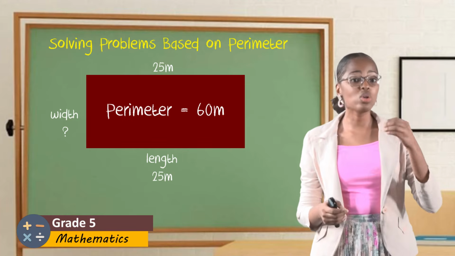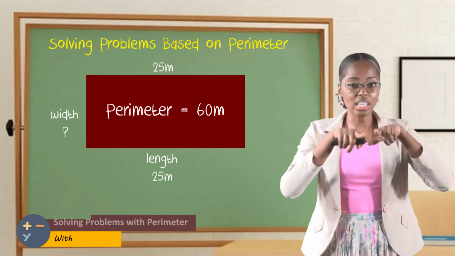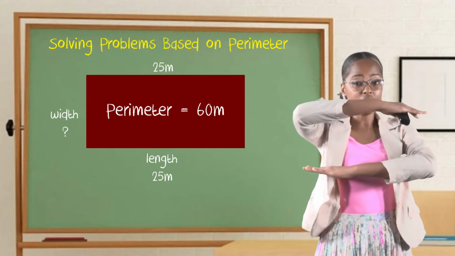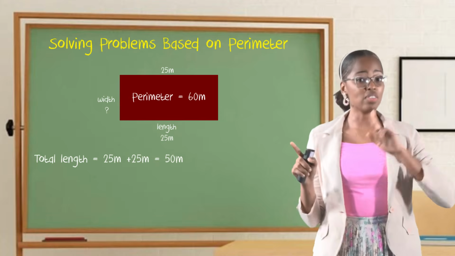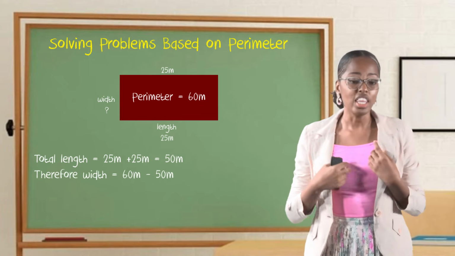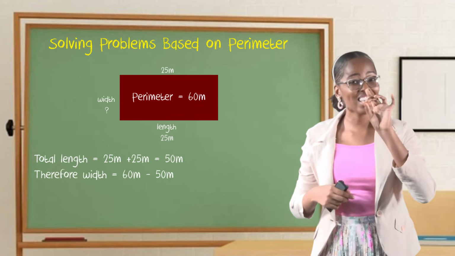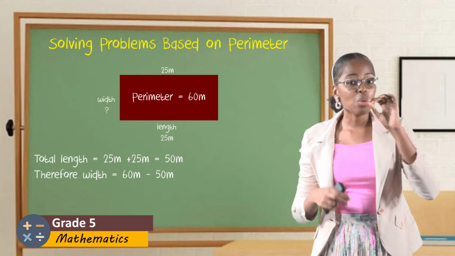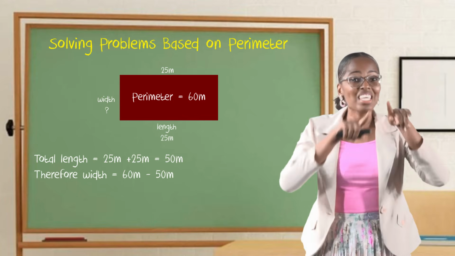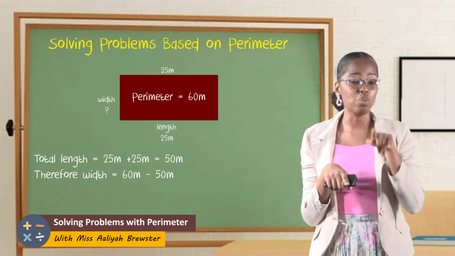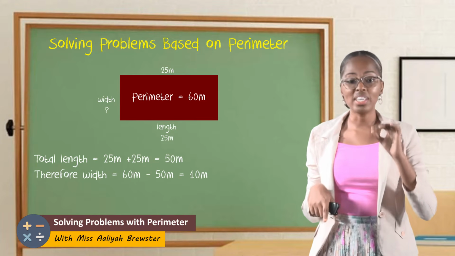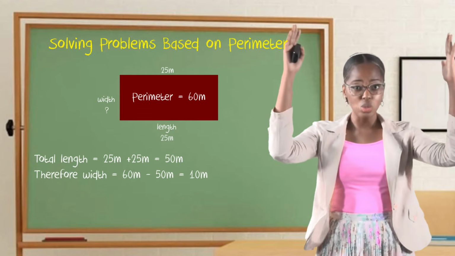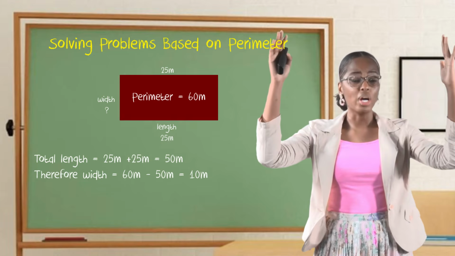First, we add up the total length. So we add up the length that we were given. We know that one part of the yard is 25 meters and the other part is 25 meters as well. When we add 25 and 25 together, we'll get 50. Therefore, the width would be 60 meters minus 50 meters. All right? So we're taking away the two lengths that we know about from the overall measurement of the yard, which is 60 meters. When we subtract those two, we get 10 meters. So 10 meters is actually the measurement for these two sides of the yard, or in other words, the width.